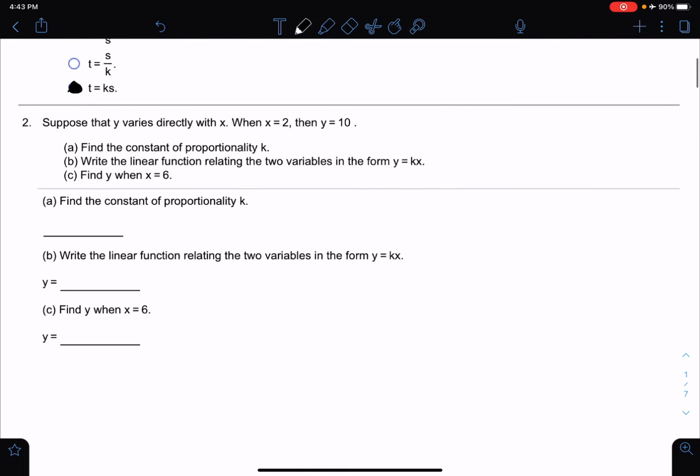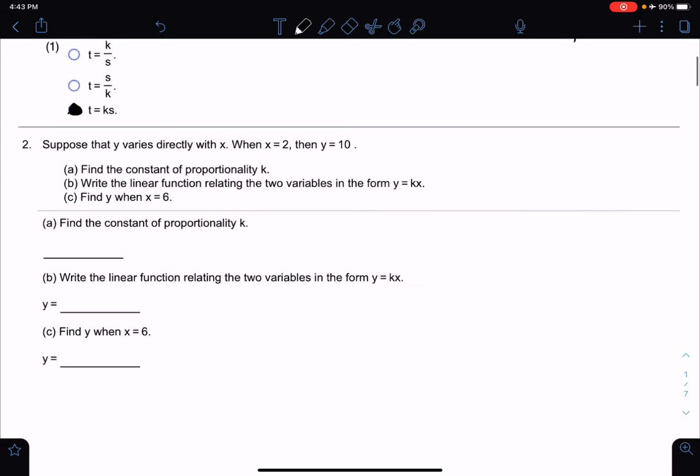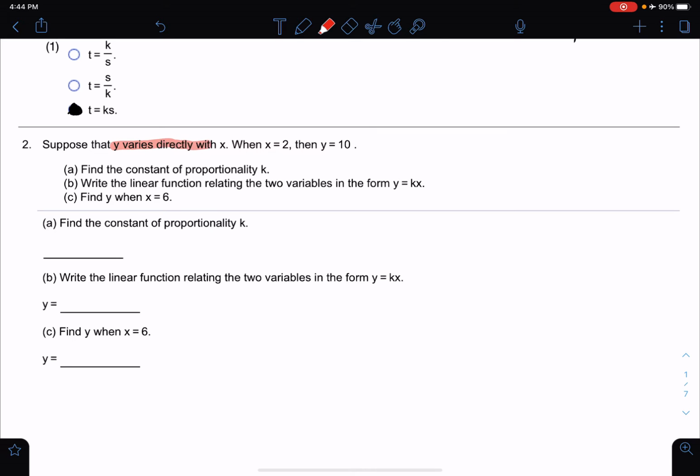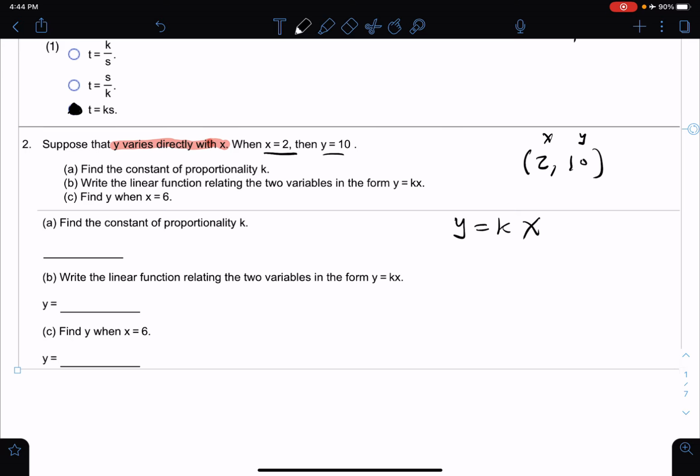Okay, let's do a problem. Suppose that y varies directly as x. Once again, there's that catchphrase that allows us to really hone in on the idea that this is a direct variation problem. Once I see that, I know that y equals k times x is the equation I'm going to use. Now they're also telling us that when x equals 2, y will equal 10. So basically that's just the point (2, 10). Now this is our x and this is our y. What we want to do on the first problem is find our constant of proportionality.